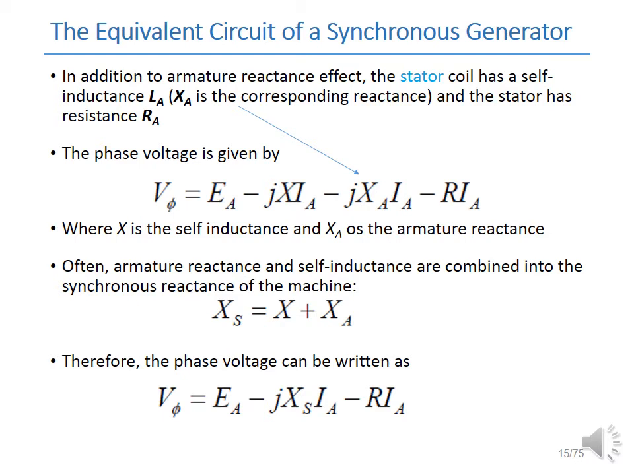This is the self-inductance, and this is due to the armature reactance. Often the armature reactance and the self-inductance are combined as the synchronous reactance, XS. So XS is equal to X plus XA, and therefore the phase voltage can be written as V_phi equals EA minus jXSIA minus RAIA.